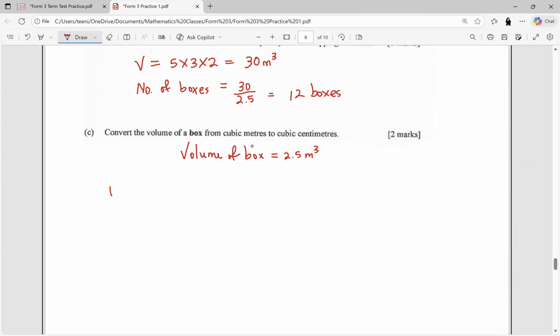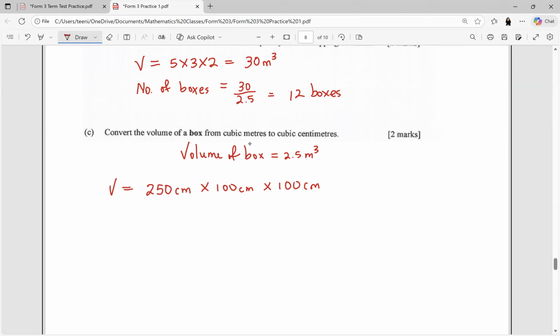So if you're just gonna change the units, 2.5 meters, there are 100 centimeters in 1 meter. So 2.5 times 100 is 250 cm. And then 1 meter is 100 cm. Two of the dimensions are 1 meter by 1 meter. So you multiply 250 by 100 by 100, right?